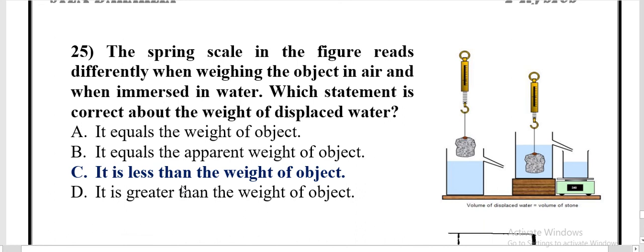Question number 25. The spring scale reads differently when weighing the object in air and when immersed in water. Which statement is correct? As there is a buoyant force here, the weight in water will be less than the weight in air.